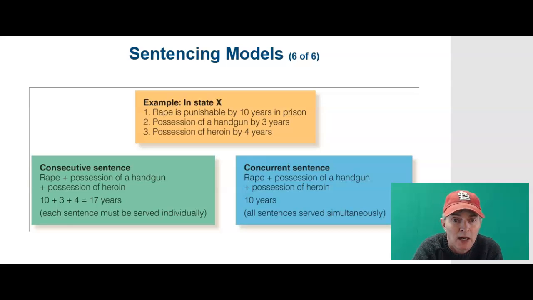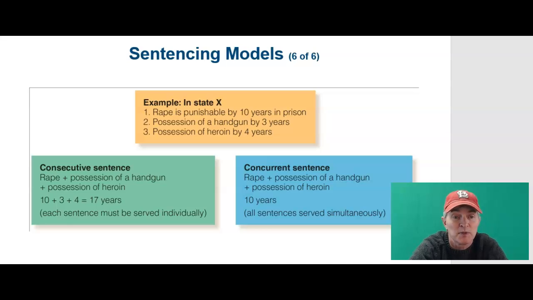Here are some different ways of seeing sentencing actually play out. So take, for example, a rape happens, and rape is punishable by 10 years in prison. Possession of a handgun is punishable by 3 years in prison, and possession of heroin by 4 years in prison. So maybe you rape somebody, you have a handgun, and you're caught with heroin. In the consecutive sentencing scenario, rape plus possession of a handgun plus possession of heroin, that's 17 years.